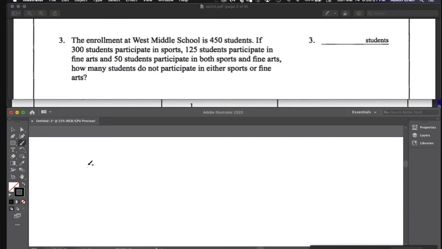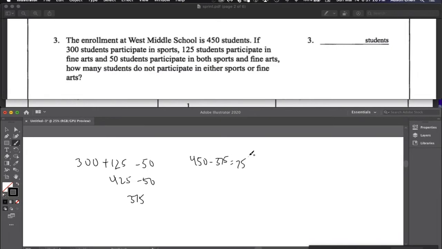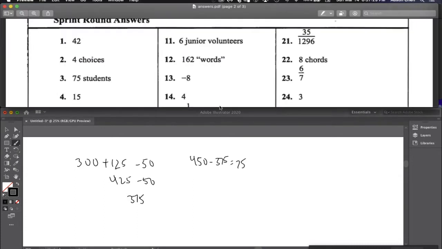So then the opposite of what we want is going to be 300 plus 125 minus 50, which is then going to be 425 minus 50, which is then going to be 375. Okay, and like I said, this is the opposite of what we want, right? If this is the number of students that participate in either sports or fine arts, then we could get the number of students that do not participate in either by subtracting this from the total number of students, which is 450. So then we can do 450 minus 375, which is 75. And yeah, that is our answer.